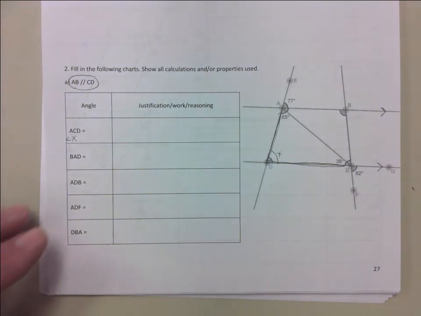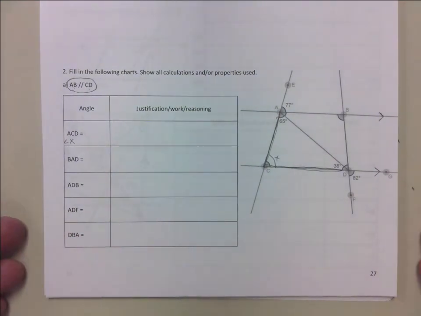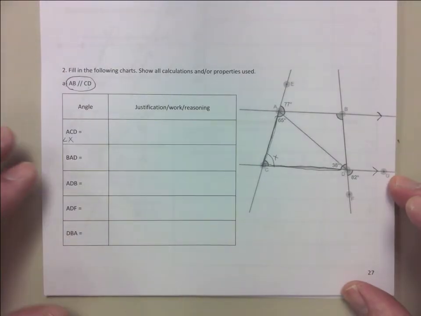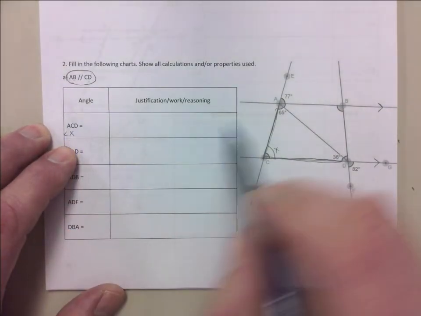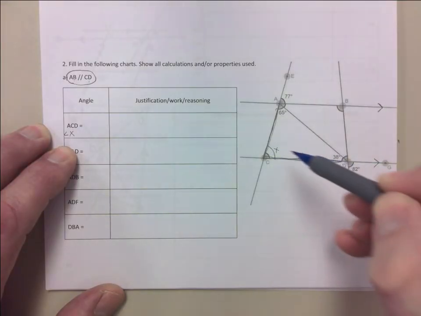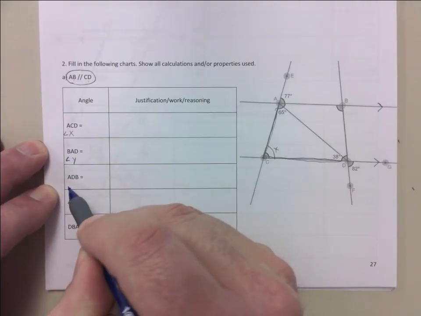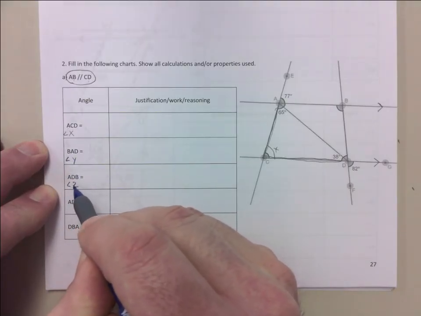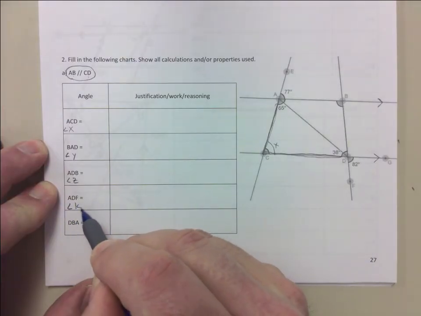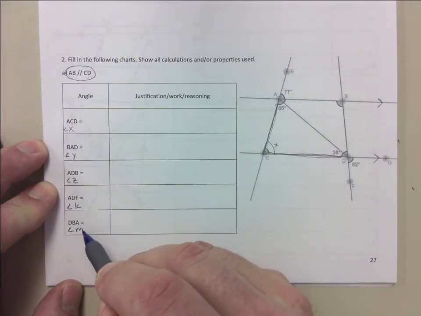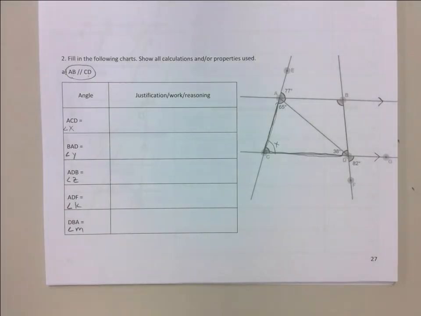Try this. On page 27, I'm going to do question 2. I already determined where ACD is, right? ACD is here. I put an X, so I will call this one Y, this one Z, this one K, and this one M. Why did I choose those letters? Just because. You can do whatever you want, right?